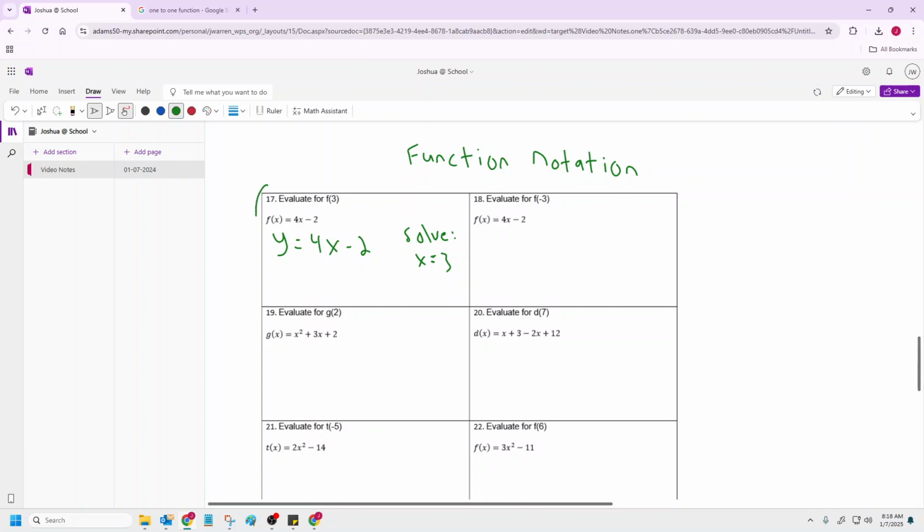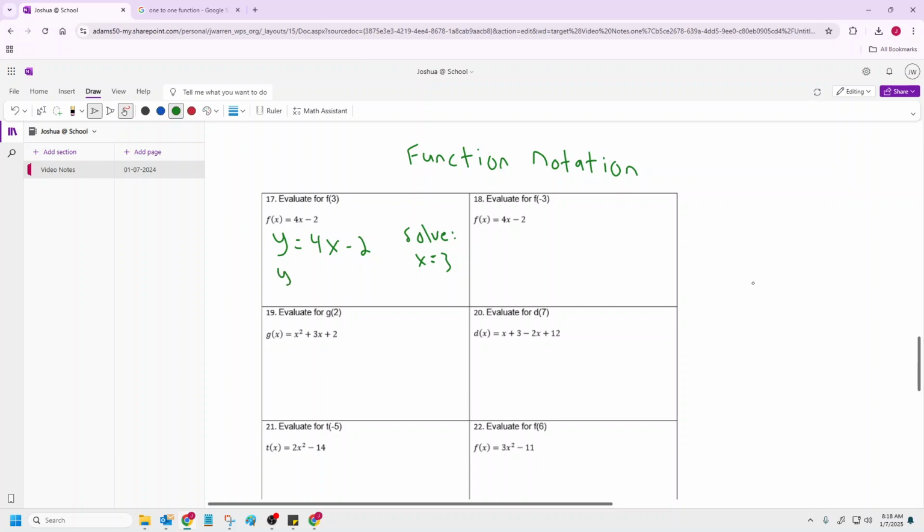How in the heck does this garbage here, whoop, she cannot draw. How in the heck does this garbage here mean all this right here? How does it mean the same thing? Well, it just does. This says evaluate f of 3. Instead of plugging in x, we want you to plug in 3. So this right here, I've already given you instructions. You already know how to do this. Solve where x is equal to 3.